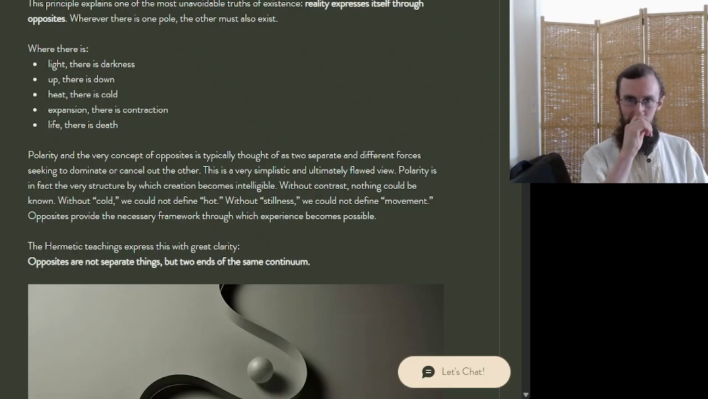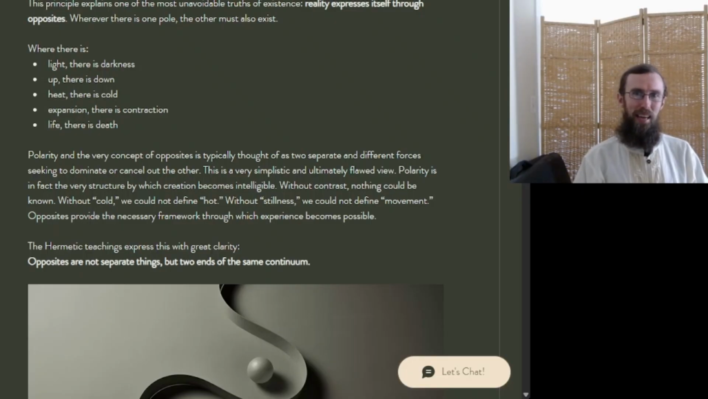Polarity is the very concept of opposites. Polarity and the very concept of opposites is typically thought of as two separate and different forces seeking to dominate or cancel out each other. That's how we often think of it. If two things are opposite, well, they're at odds with each other. This is a very simplistic and ultimately flawed view.